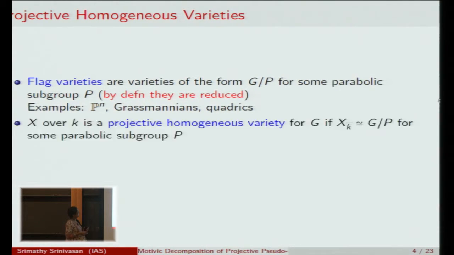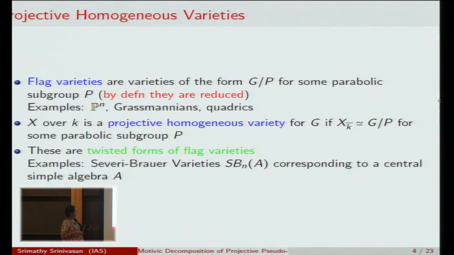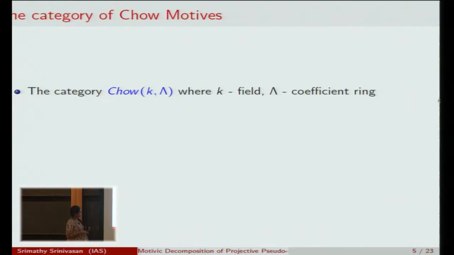They're all flag varieties. Okay, so now what are projective homogeneous varieties? A projective homogeneous variety for G is a variety which, when you base change to the algebraic closure, becomes a flag variety. So these are basically twisted forms of flag varieties over the base field. Again, examples to keep in mind are Severi-Brauer varieties corresponding to a central simple algebra.